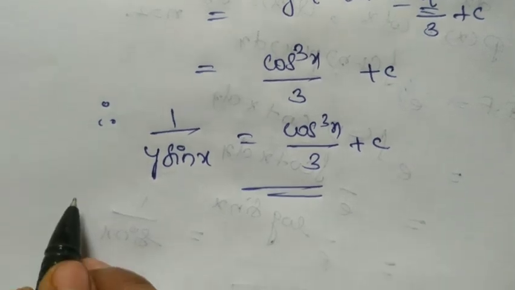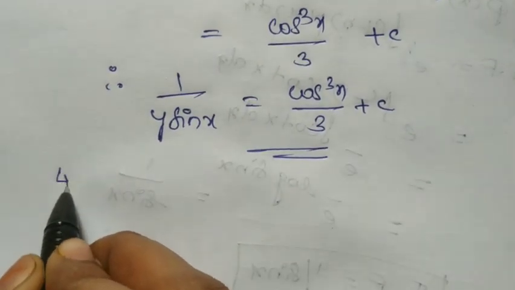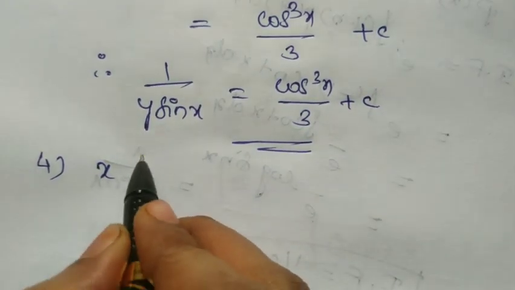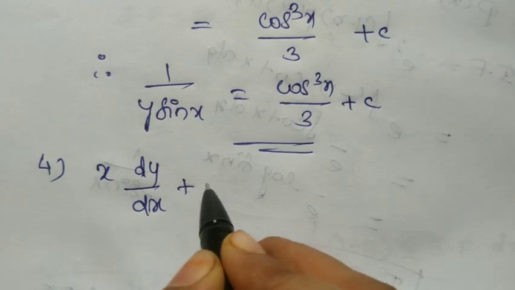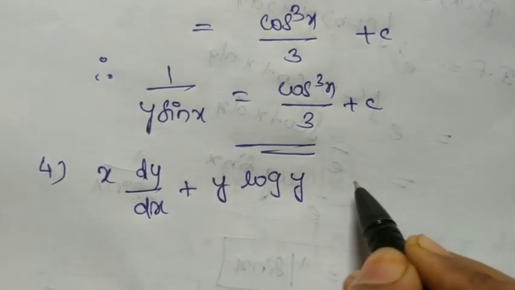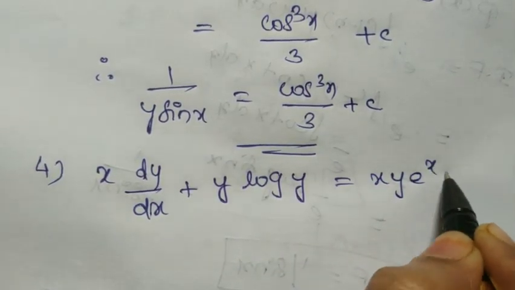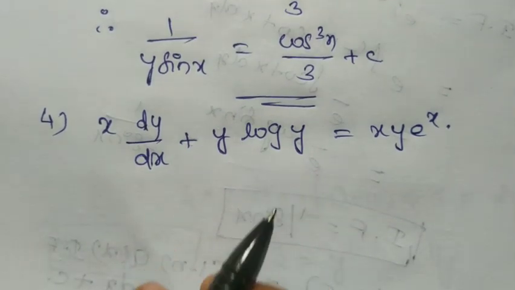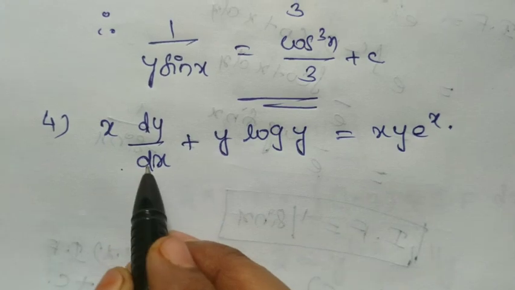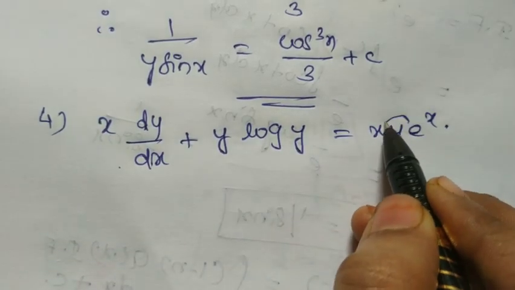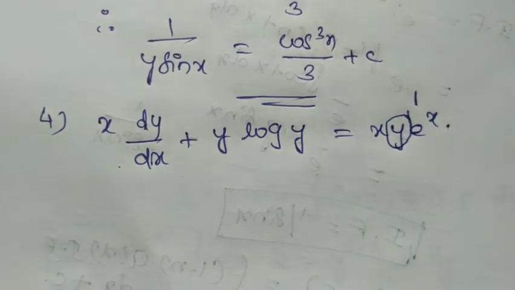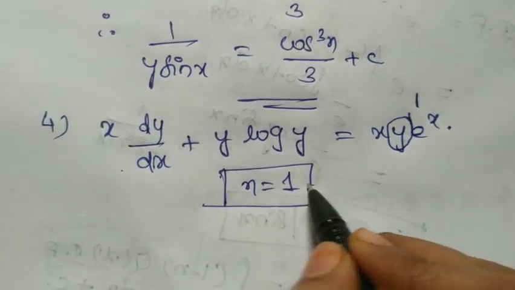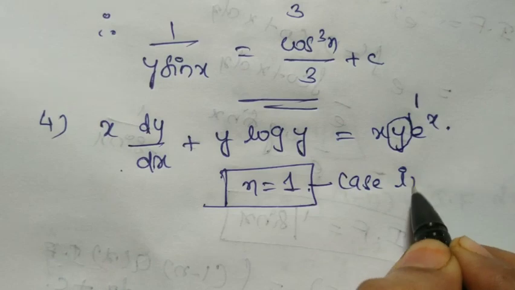Next problem, x into dy by dx plus y log y equals xy e power x. So this is in the form of Bernoulli's equation, and here y power is 1, so n equal to 1. So n equal to 1 is nothing but this problem belongs to case 1.